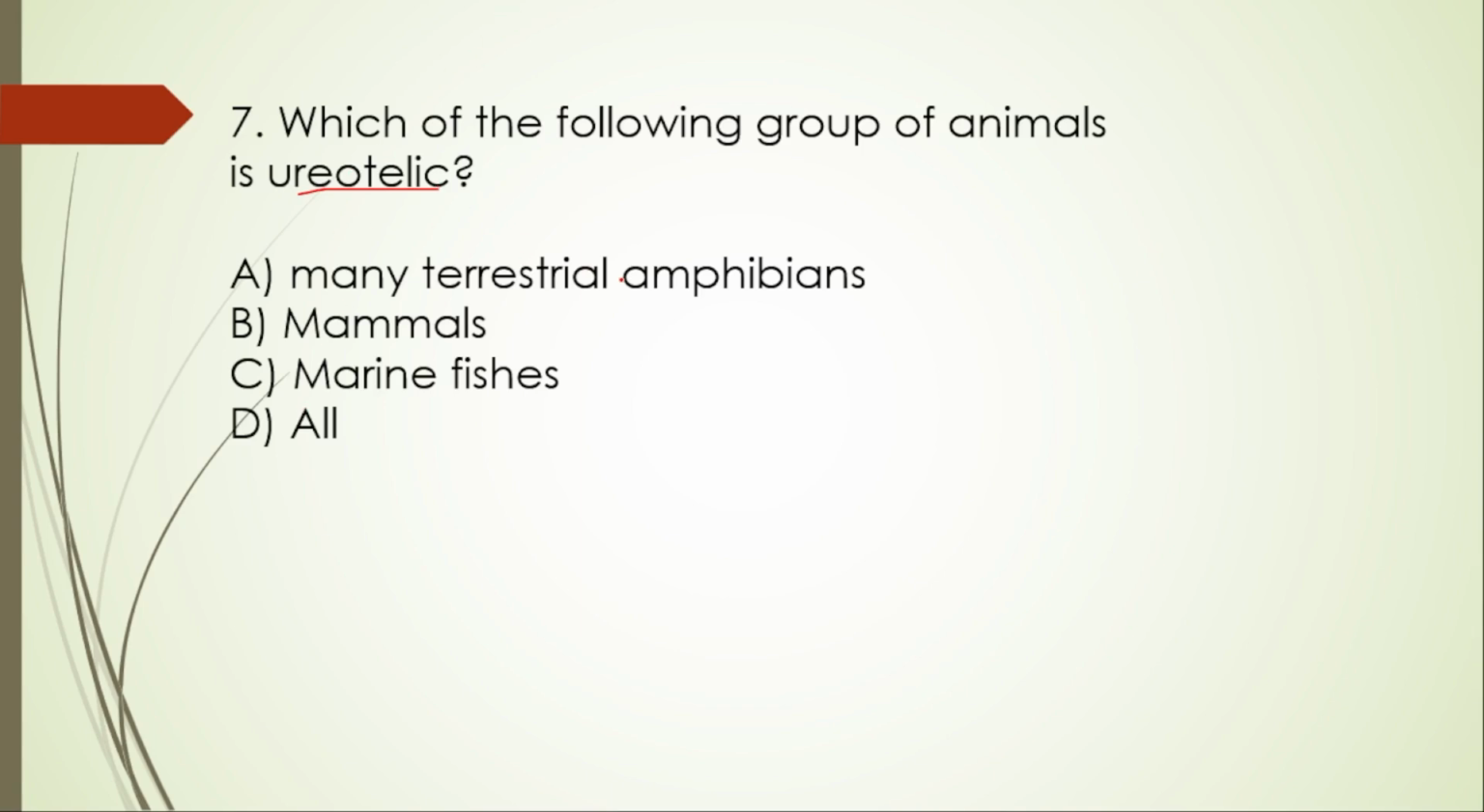A, many terrestrial amphibians, yes. B, mammals, yes. C, marine fishes, yes. So here the right option is option D, all. All the above given are the group of animals ureotelic.